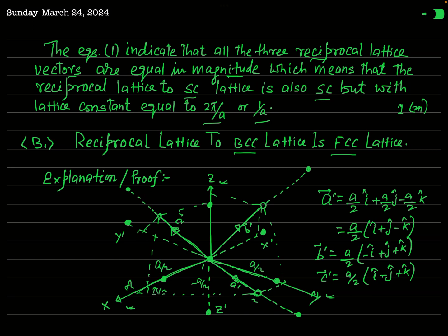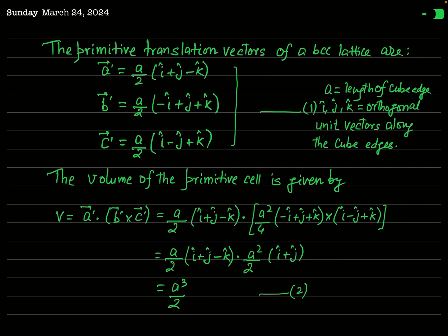So now, after knowing the primitive translation vectors of a BCC lattice, we can easily find the volume of its unit cell, that is the volume of the direct unit cell of this BCC lattice. You can easily find. So let us see. I have actually marked this here, that A prime is this much, B prime is this much, and C prime is this much. But how these have been written, I hope you have clearly understood. Okay. Now let us find the volume of the unit cell of this BCC lattice.